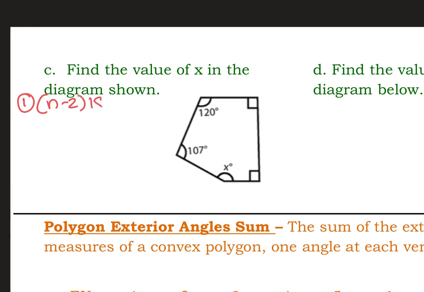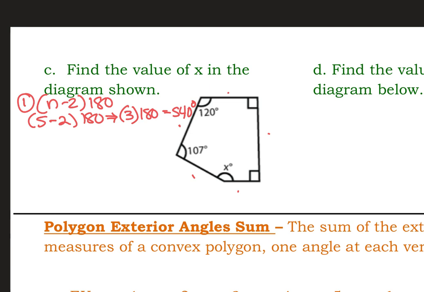So n minus 2 times 180. And how many sides does it have? This has 1, 2, 3, 4, 5 sides. So I'm going to plug in 5. 5 minus 2 times 180. What's 5 minus 2? 3. Good. 3 times 180 is 540 degrees.